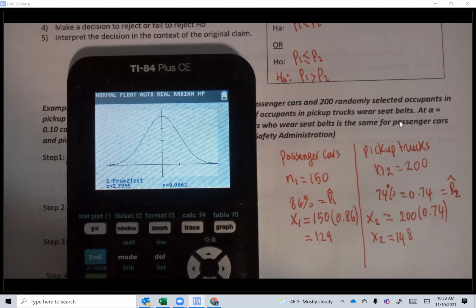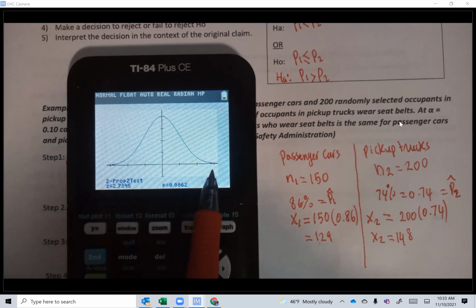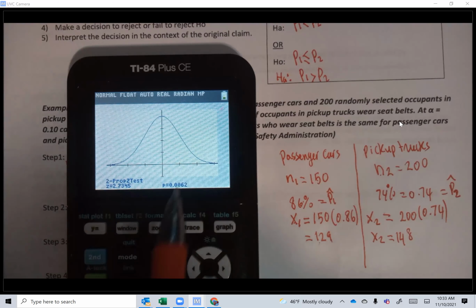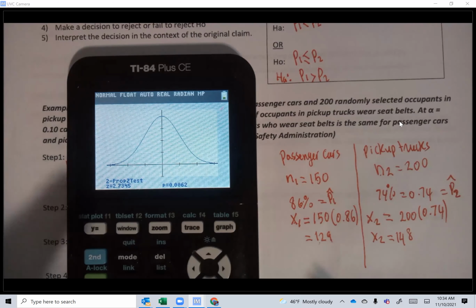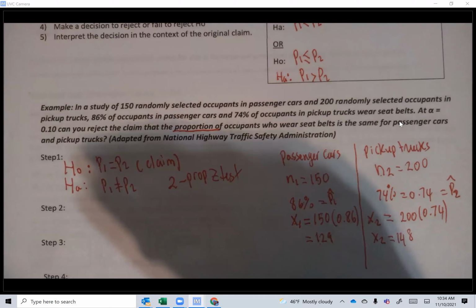So Z is 2.73, and look at the p-value, it's very low. When you don't see any shading here, guys, barely any shading, just reject H0. So 2.73.